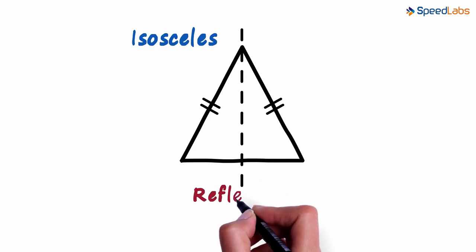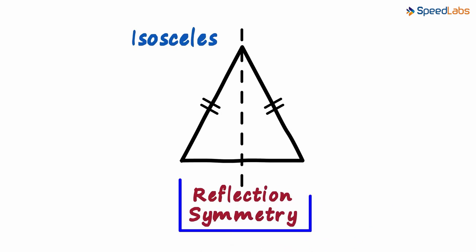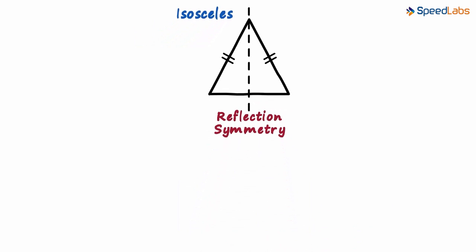This is called reflection symmetry. Why is it called that? Let's see. If we take one part and keep it against a mirror, we will get the original shape. The reflection of one part completes the shape. But wait, what is the other kind of symmetry? Do we have another kind?